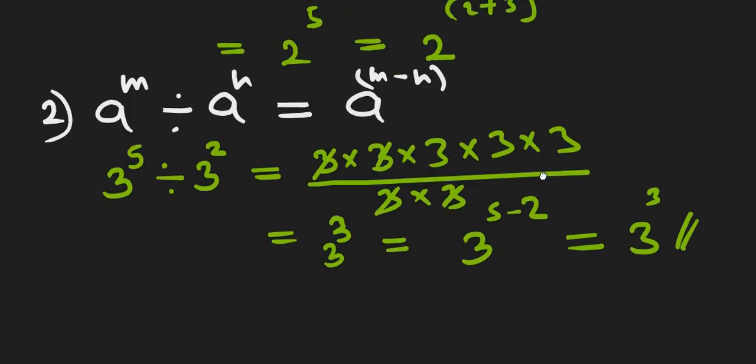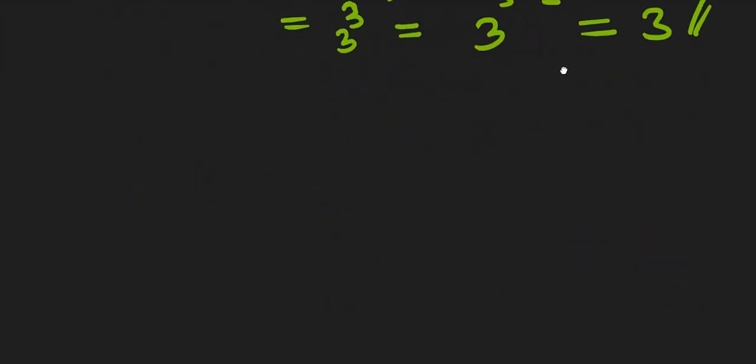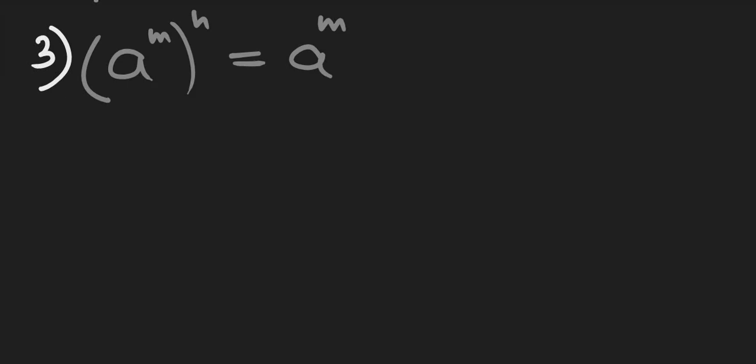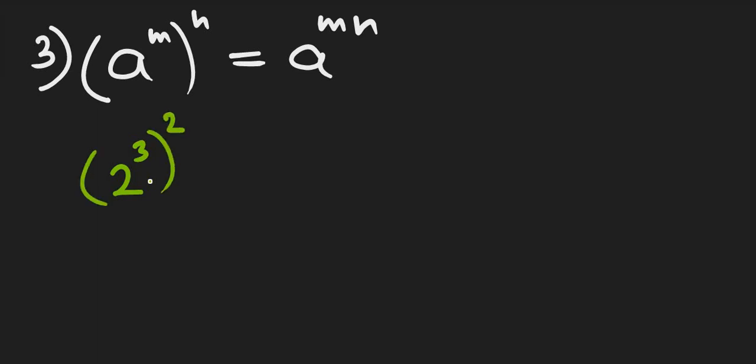Let's work out some more examples. Now rule number 3: a to the power m, whole thing to the power n, can be written as a to the power mn. Here, mn implies multiplication.